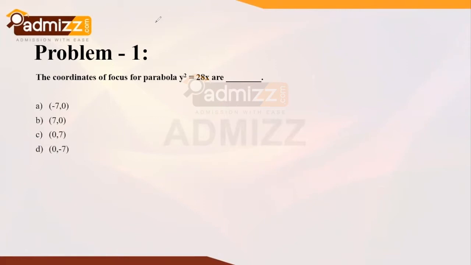Now how to do these kind of problems? It is very easy. We need to compare this parabola equation with our standard equation of parabola, that is y square is equal to 4ax. Now you need to compare this 28 with this 4a value, which brings down 4a equals 28, and if you simplify it, it gives us the value of a to be 28 by 4, that is equal to 7.